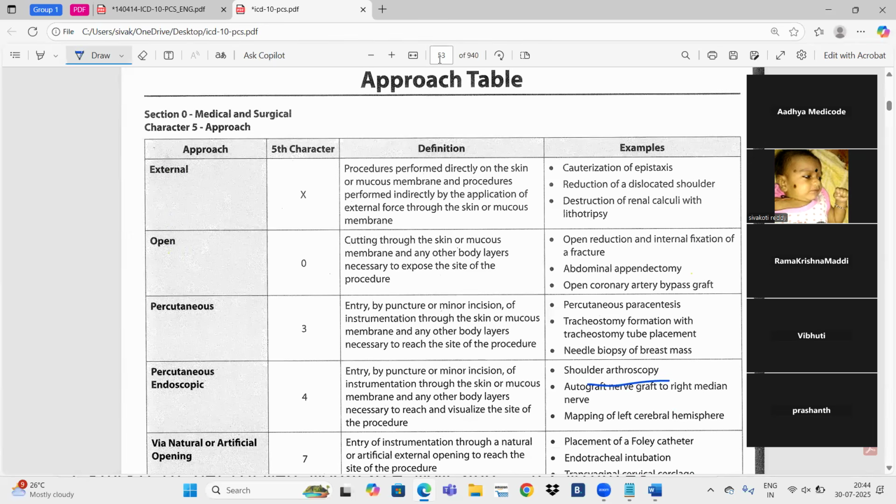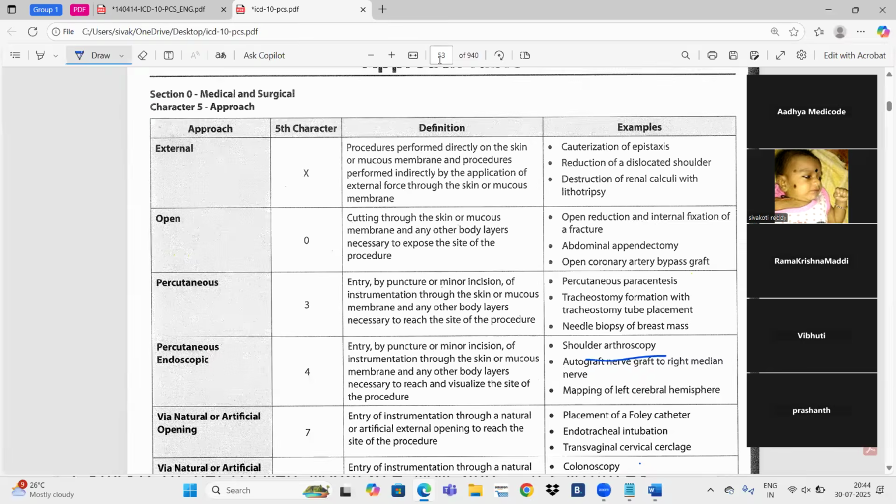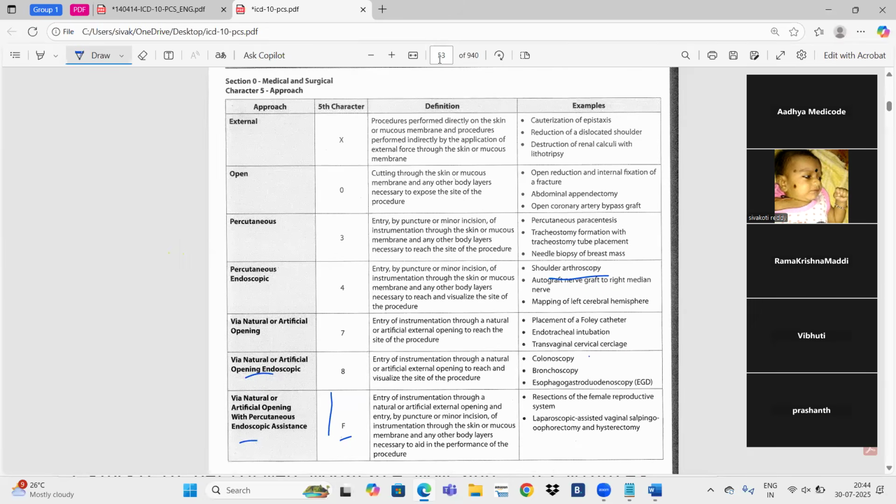Before that, you can read these approaches for 5 minutes. You can zoom in on your mobile, and you will get and read all the approaches. And the 5th character values, these are the values, guys. In the 5th character, you will get these values only. These values are fixed. Open approach means always 0 in the 5th character. Percutaneous 3, percutaneous endoscopy 4. These are the fixed values. Read these definitions for each approach and read examples also. Take 5 minutes and read it.